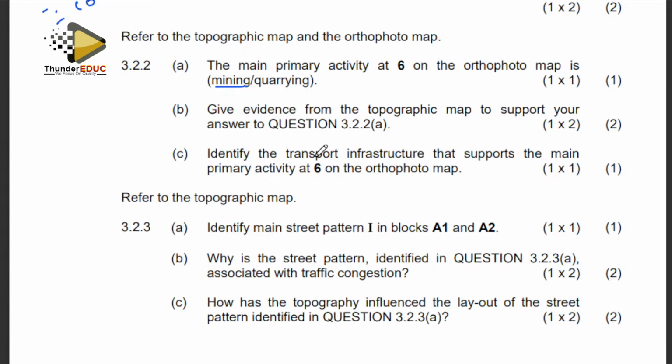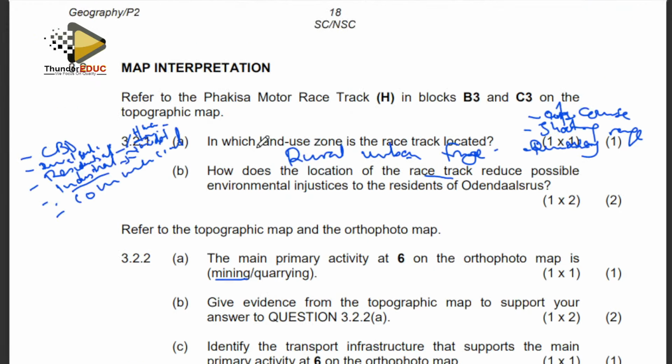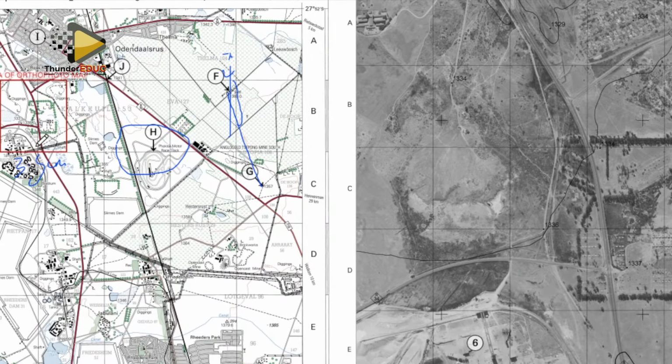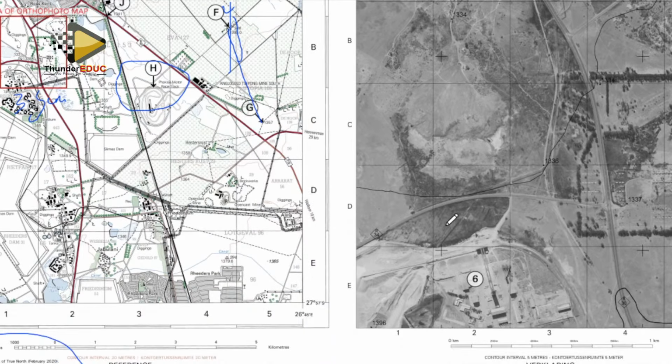Identify the transport infrastructure that supports the main primary activity at 6. The main primary activity at 6, what is the transport infrastructure? You come here, the main transport infrastructure is this one here. And what is that? That is a railway line. Okay, you can see this is a railway line that comes here and then it goes out. So the main transport infrastructure is this. You can see this one. This is a railway line. Then it comes out. This black one here is a railway line that connects this mining field. Okay.